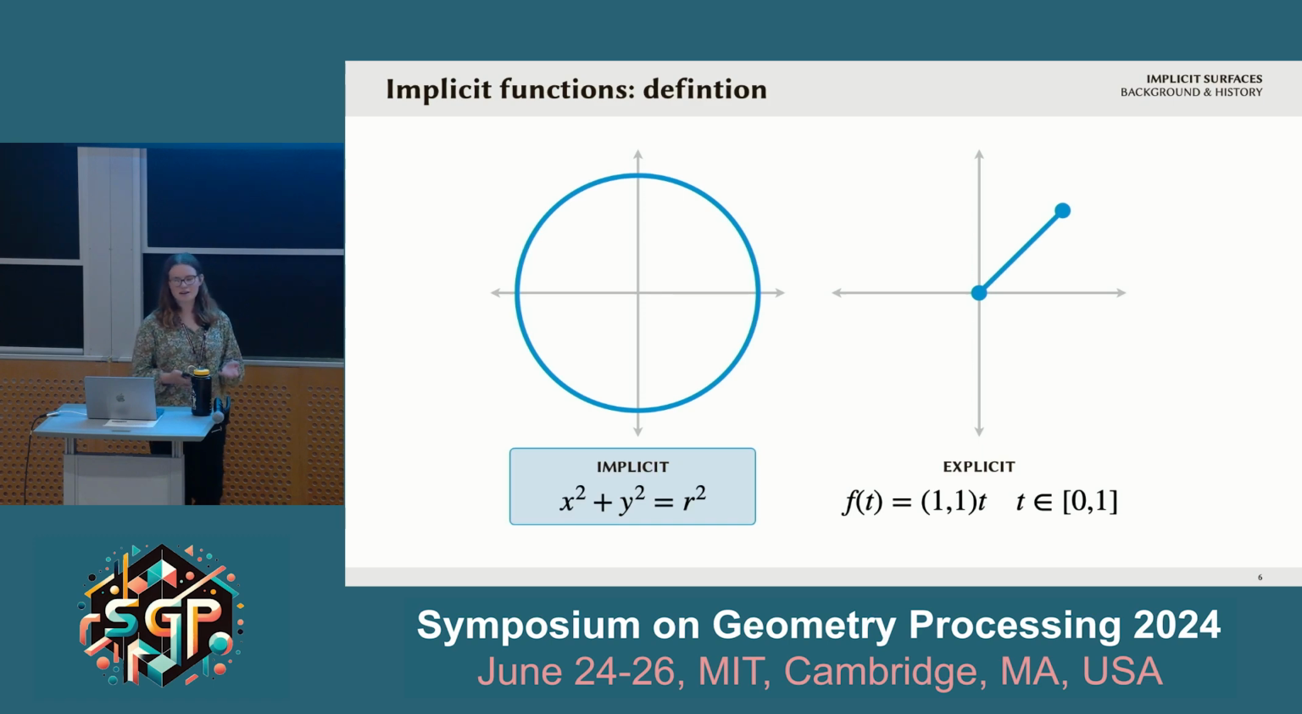So implicit functions are just a topic from math. We call a function explicit when it generates points on a surface, like this formula for a line segment there. And on the other hand, we can call a function implicit if it defines a surface through a set of points that satisfy an equation. So in this example, this circle is defined as the set of points where this equation, x squared plus y squared equals r squared, holds.